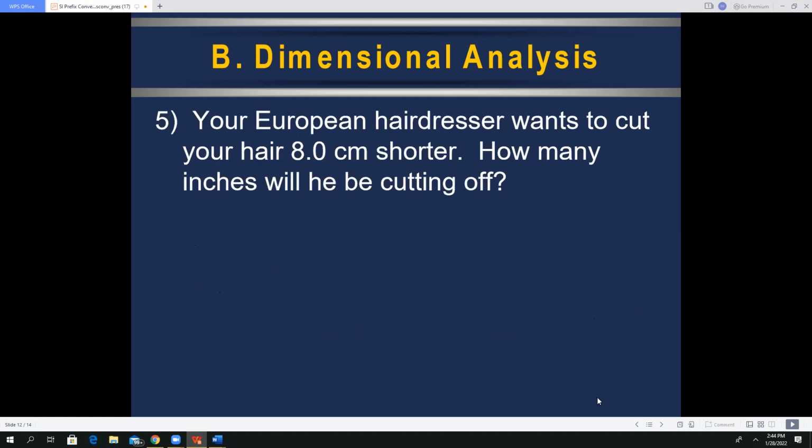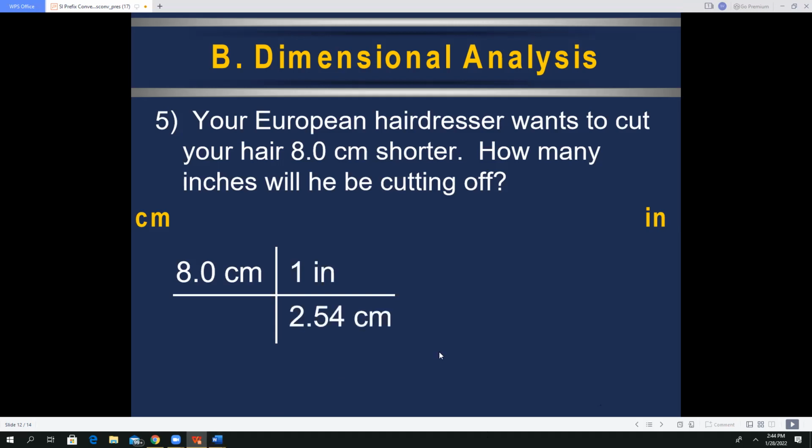All right, now look at this one. Your European hairdresser wants to cut your hair 8 centimeters shorter. How many inches will he be cutting off? Okay, we know that centimeters and inches are a direct thing. We found it already. So we know that 1 inch is equal to 2.54 centimeters. Yeah, so centimeters has to go on the bottom. And then all you have to do now is divide 8 by 2.54, right? And that gives you 3.15.